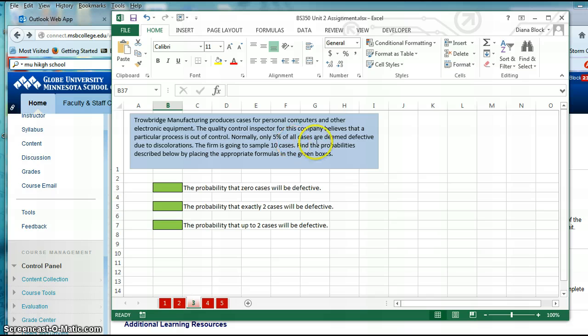So you'll read the whole problem up here in blue. And it's going to tell you that normally 5% of all cases are defective, and they're going to sample 10 cases. So you're supposed to find the probability that so many cases will be defective, the probability that 2 cases will be defective, or up to 2 cases will be defective. And so you're going to have instructions on how to use the binomial distribution function in Excel, and it's the binom.dist. That's the function that you're going to use in Excel.